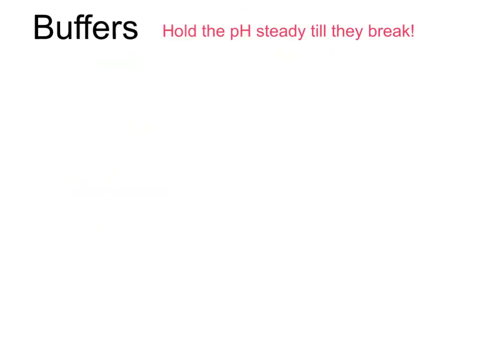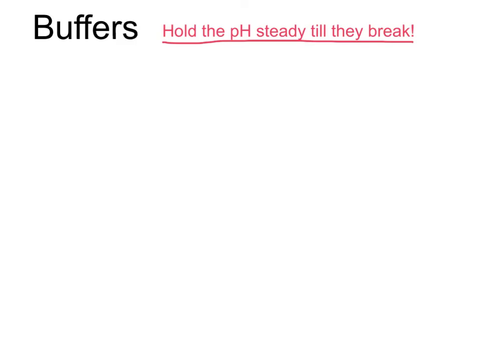Okay, then we talk about buffers. And buffers are really important, remember, for our body and the systems in our body. They do an important job. They hold the pH steady till they break. Now, if we drink too much alcohol or we drink too much water, we can actually break our buffers. They can't hold anymore. And then we run into problems.